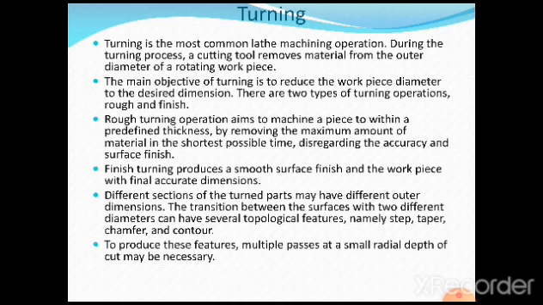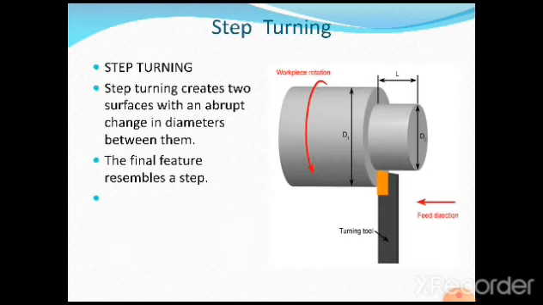In some cases you may have steps, in some portion it may have a taper like this, but all these come under the classification of turning only, like step, taper, chamfer and contour, which we are going to discuss in the subsequent slides. To produce these features, multiple passes at a small radial depth of cut may be necessary. That means whenever I want to reduce a diameter, I require a stepwise depth of cut. Now let us understand in detail step turning, which is the first type of turning operation. In step turning, as you can see very clearly on the screen, there is a step which you are going to see here.